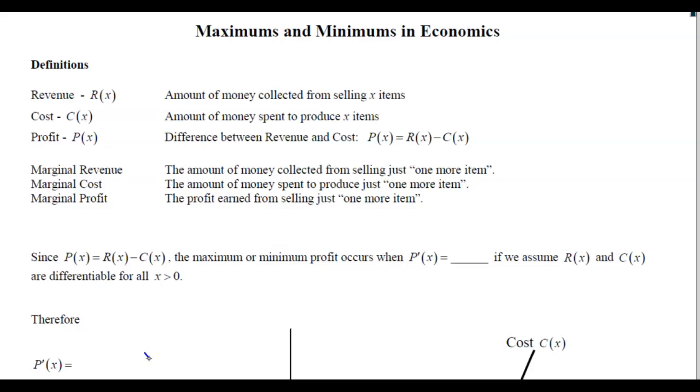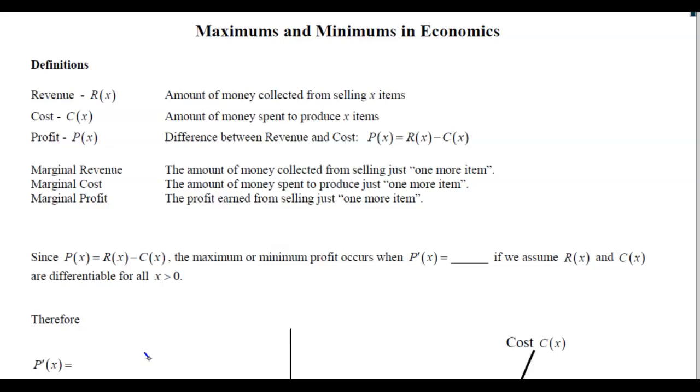Then some other definitions. If it asks for marginal revenue, that's the amount of money collected from selling just one more item. So it's kind of like, if you think about induction, that next item. There's not many questions like that. Marginal cost is the amount of money spent to produce just one more item, and marginal profit is the profit earned from selling just one more item. So you're given a certain number of items, what's the cost for the next one?